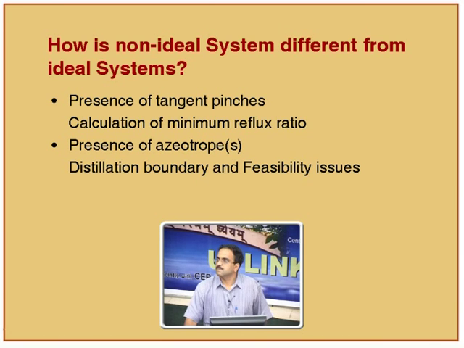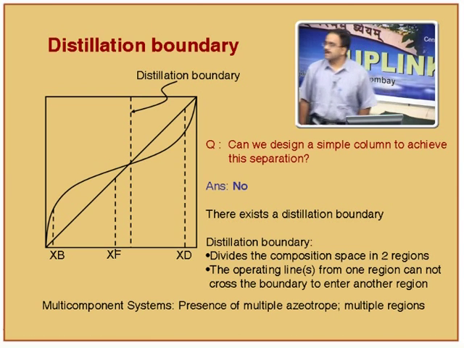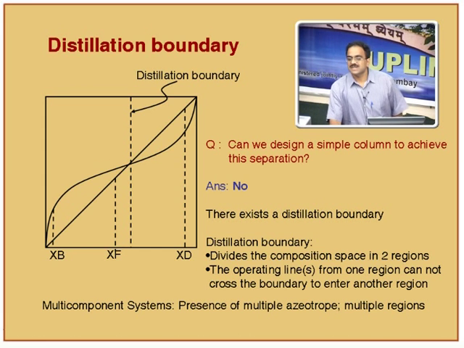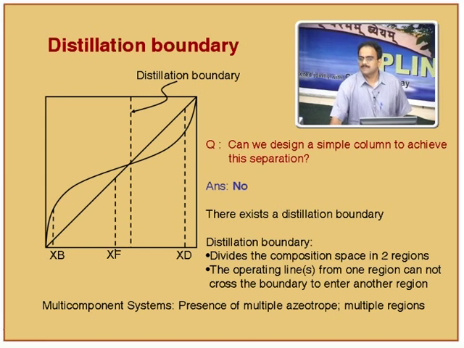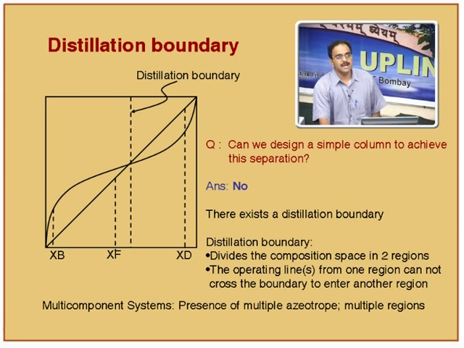But what is important is where you have presence of azeotropes. What is the typical feature of an azeotropic system? You have distillation boundary and feasibility issues. Let us go back to the McCabe-Thiele method, binary system. There is so much to learn from the McCabe-Thiele method. Though it is for binary systems, we can extend all those concepts to multi-component systems. This is your azeotropic system, where you have formation of a minimum boiling azeotrope. This is your XF, this is your XD, top composition, XB, bottom composition.